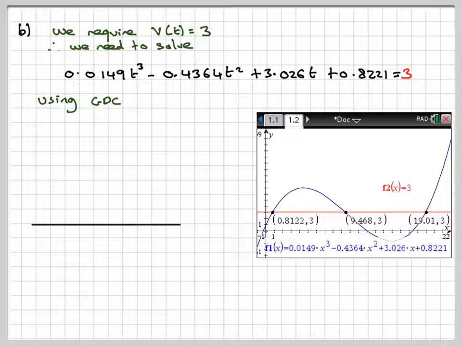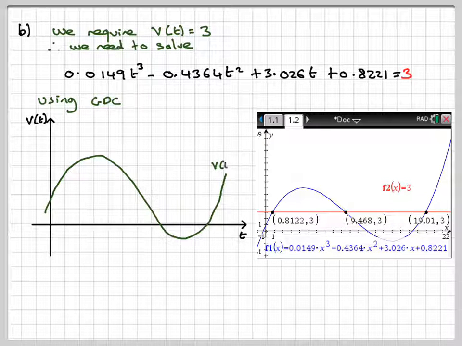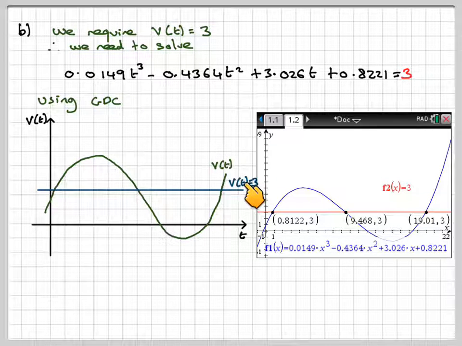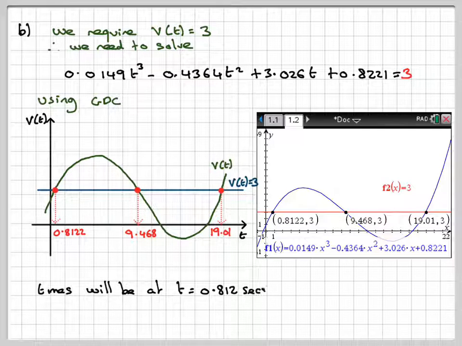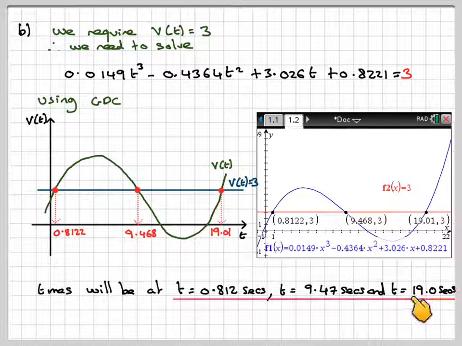Okay, there's a screenshot. Really, if this is an exam question, you should draw a sketch of the curve. Didn't write out the whole function here, but I did write down that v of t is equal to 3. Mark on the 3 intersection points 1, 2, and 3. Read down your graph. We're only interested in the times at 0.8122, 9.468, and 19.01. So times will be t is equal to, to 3 significant figures, 0.812 seconds, 9.47 seconds, and 19.0 seconds, rounding off correctly.